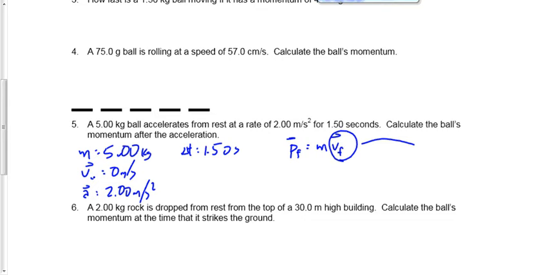I think in each of the questions that we did that were somewhat like this, we used VF squared is equal to VI squared plus 2AD. Is that going to work here? Yeah, let's just use the basic one. A is equal to delta V over delta T. Rearrange it. Delta V is equal to A times T.